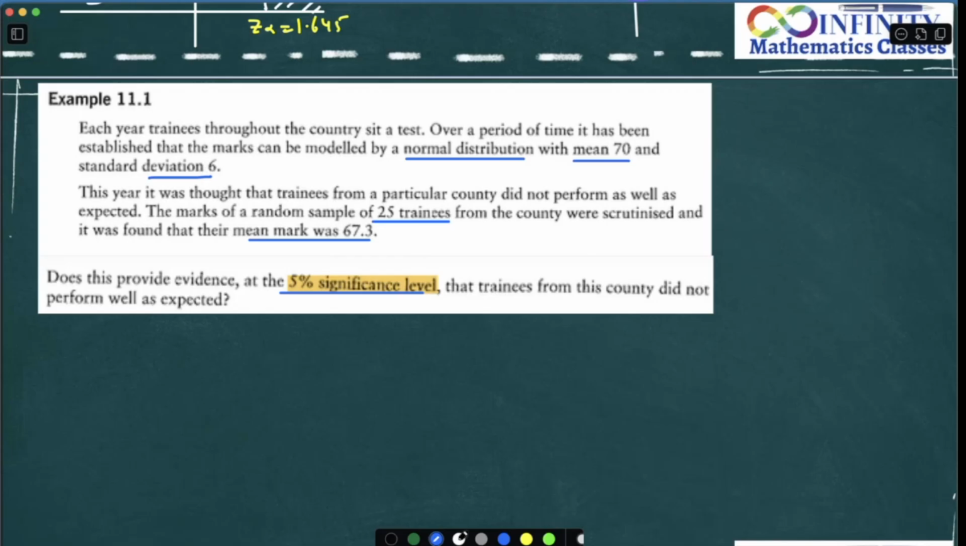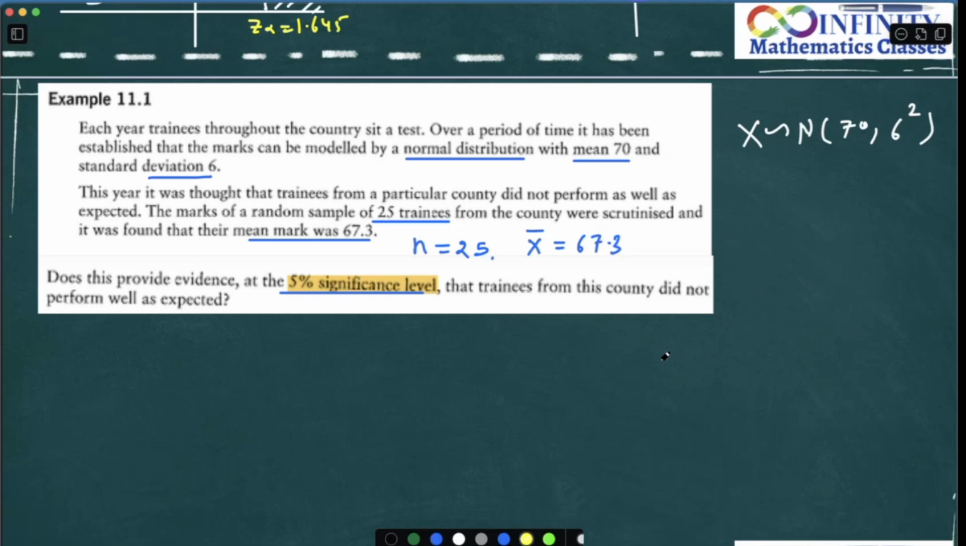So up to this point, I can tell you that my X is going to be normally distributed with the mean 70 and standard deviation 6. I'm writing 6 squared because this is the variance. Then after you have taken a sample, the sample size n is going to be 25, and X bar, the sample mean, is given to you as 67.3.